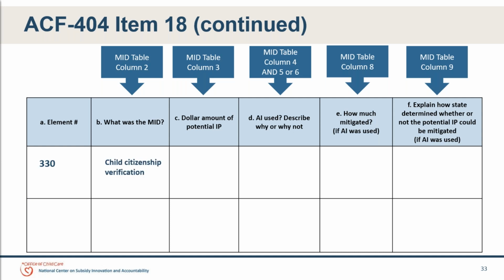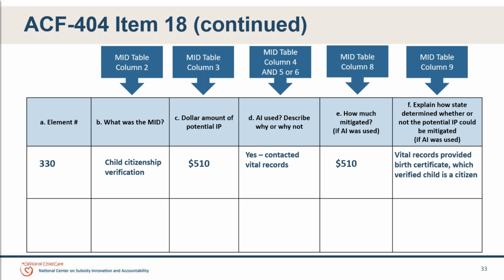The child citizenship verification was missing. Again, that was pulled from column 2. The potential improper payment was 510. Moving to column D, the yes was pulled from column 4 of the MID table, and then the description, contacting vital records, was pulled from column 6. In column E, the entire dollar amount of 510 was mitigated, and in column F, there's a brief description that the vital records was able to provide the birth certificate.